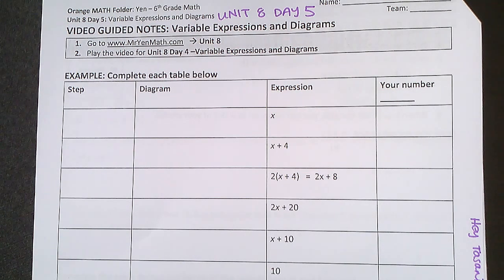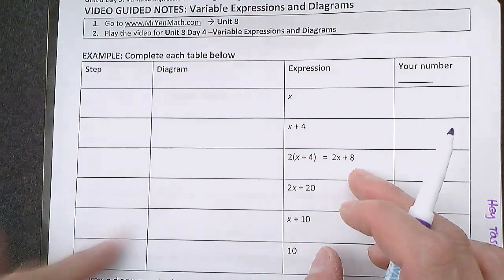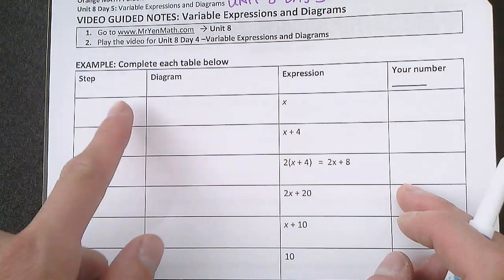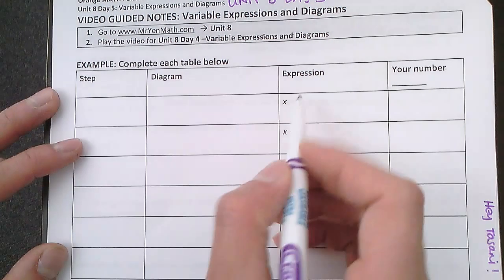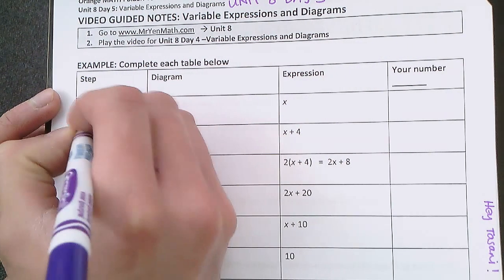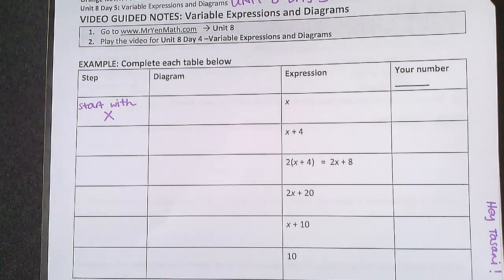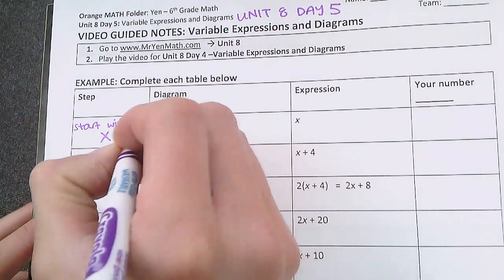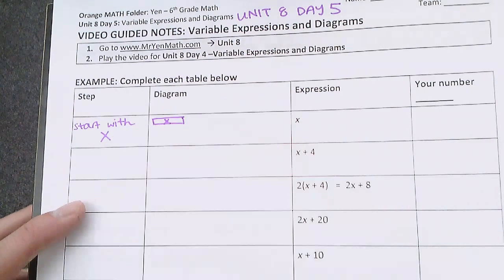So, in this example, instead of starting with steps, now it's actually giving us the expression, and we're going to have to figure out what the step is and what the diagram is. So first we're starting with x, so we'll write that, start with x. Start with x, and then in our diagram we'll draw a little x block.